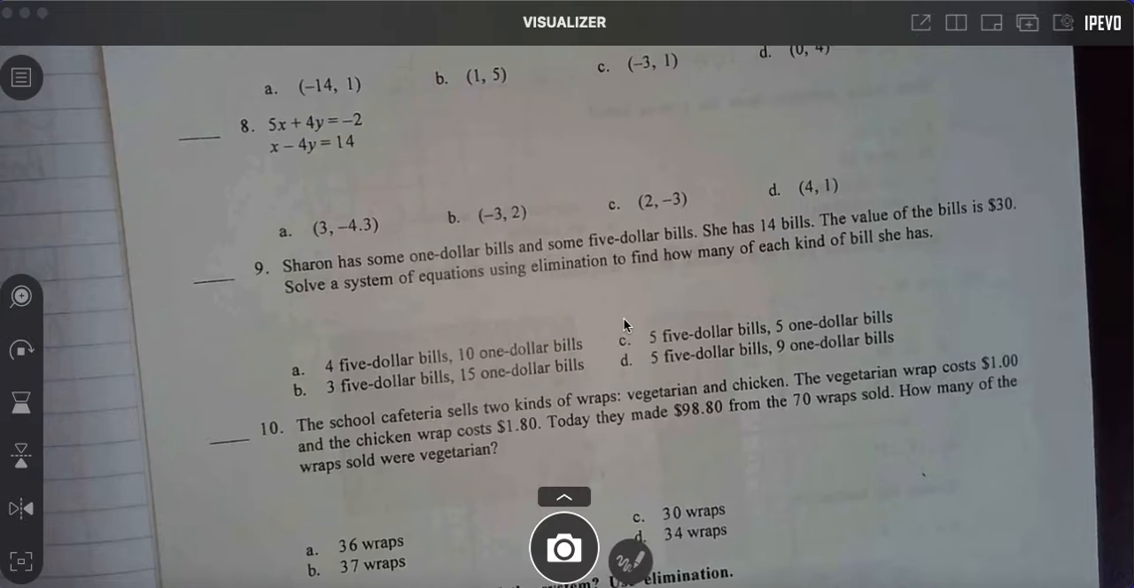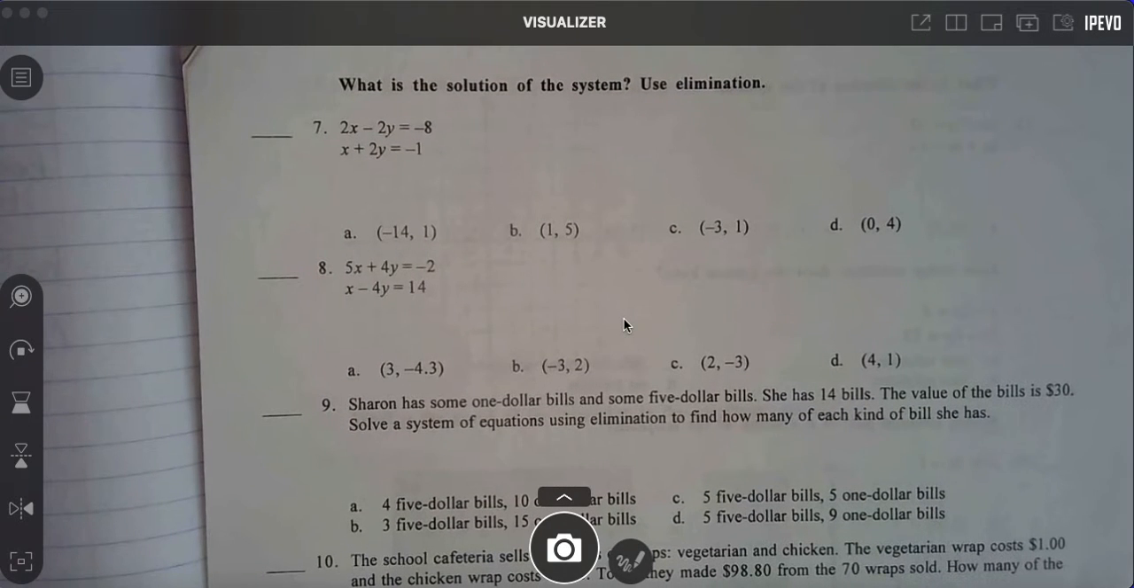All right, number 7. It says use elimination. So that means I'm either adding or subtracting. So what has the same number? The x's or the y's? That's what I'm looking at then. Am I going to add or subtract? Add. Since they are different signs, I add.